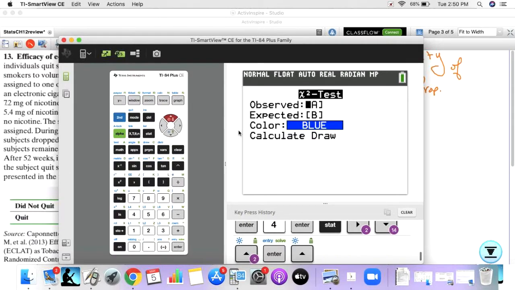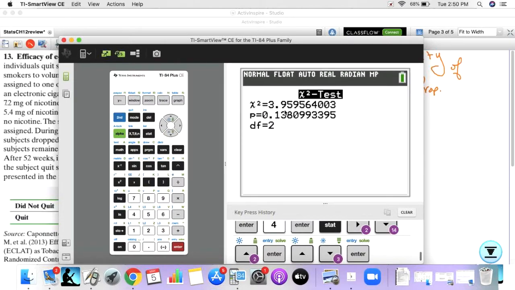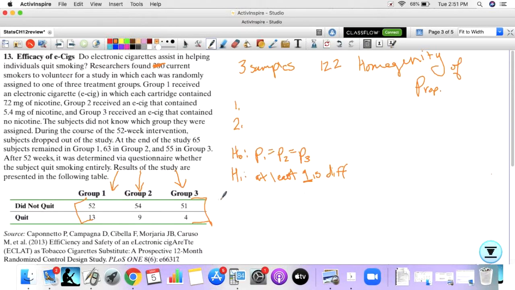Even if you forget to do the matrix, when you get to this point with the chi-squared test, you're going to be like, oh, I need to go into my matrix. Your observed should have been in matrix A. It's going to create the expected in matrix B, which is what we're going to go look at afterwards, and then we'll calculate. So our test statistic is 3.9596, and our p-value is 0.138. So we'll put those in here. Our test statistic is going to be 3.9596.